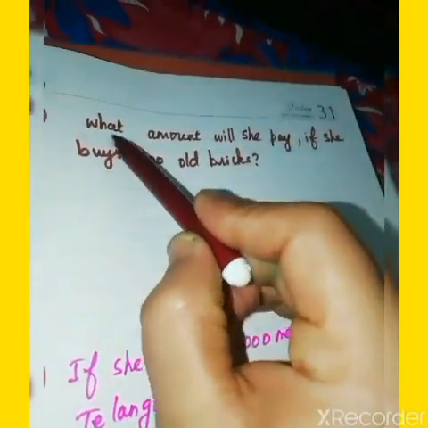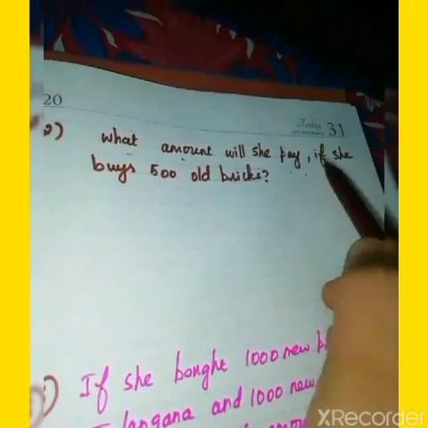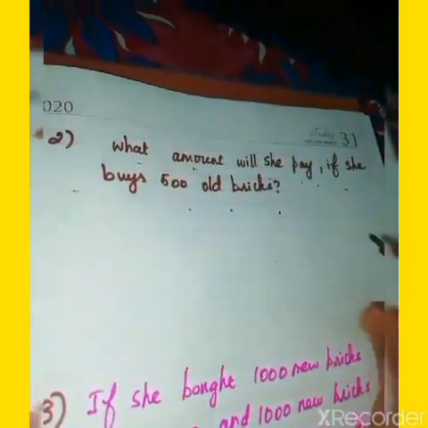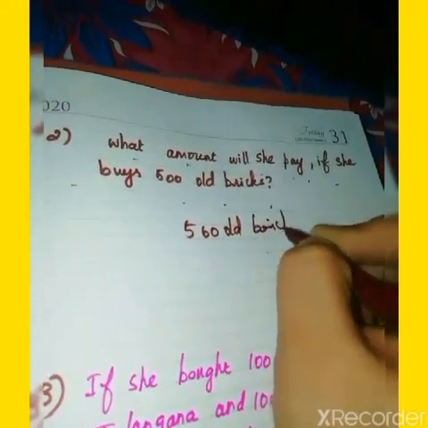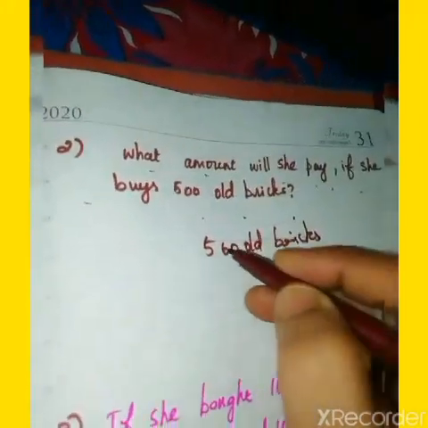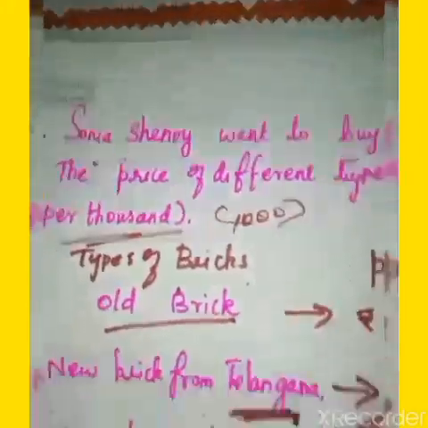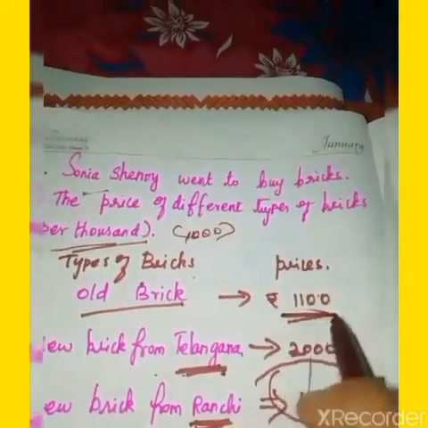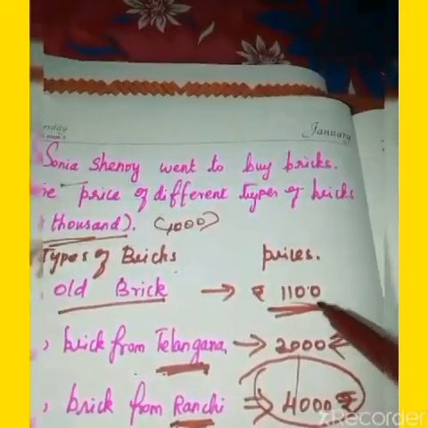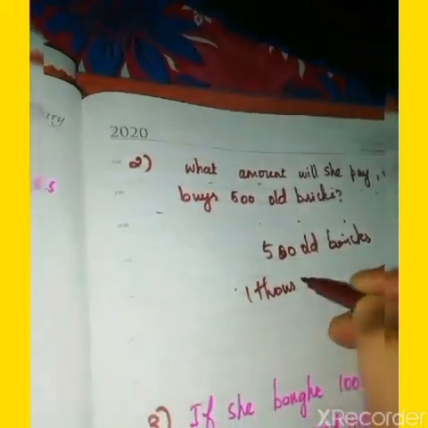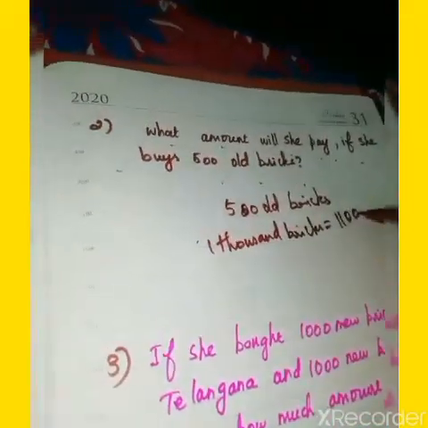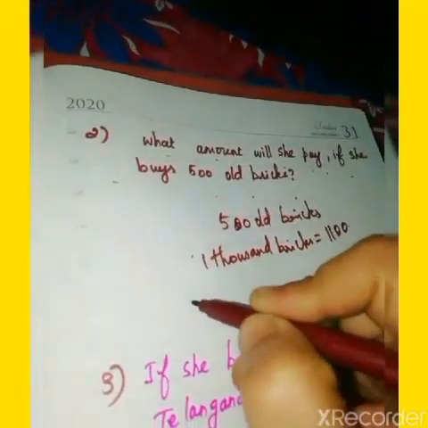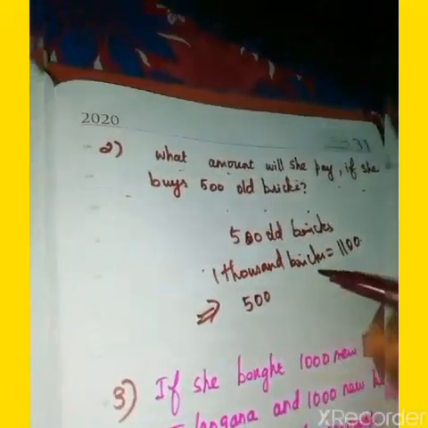Now the second one, they are asking, what amount will she pay if she buys 500 old bricks? So that is 500 old bricks. You know this, this is your question. Okay, you just come here. The old brick is mentioned as rupees 1100, isn't it? That is 1000 bricks is equal to 1100. What will we get? 500.